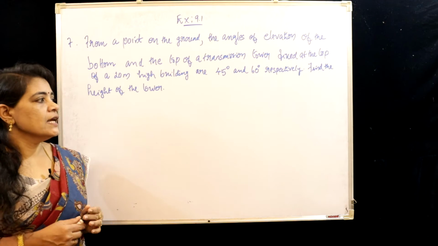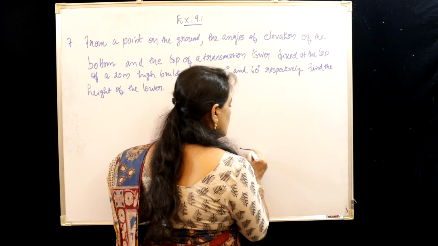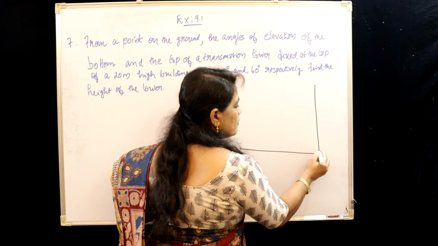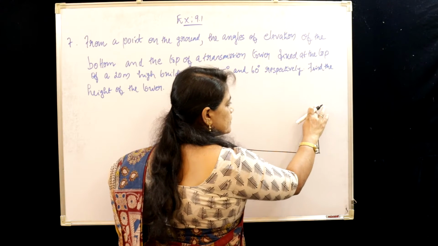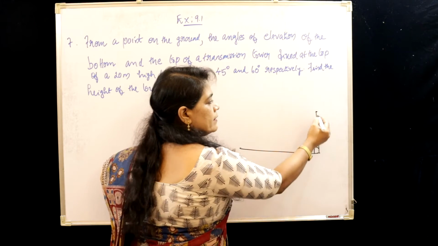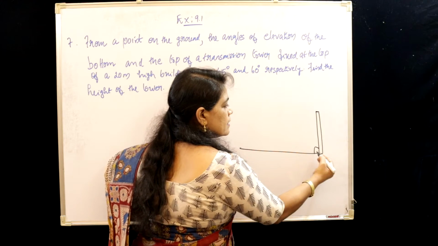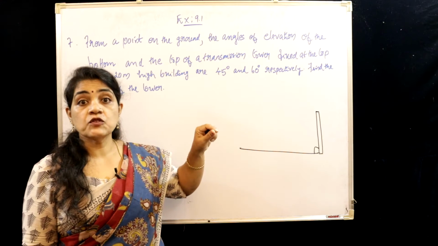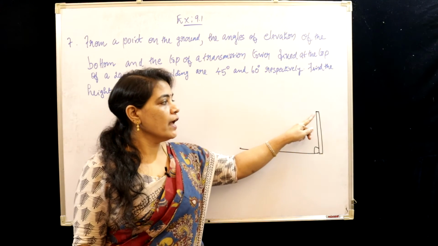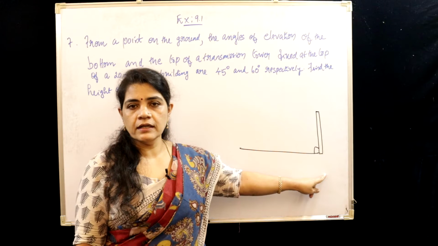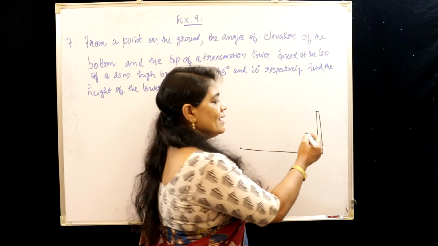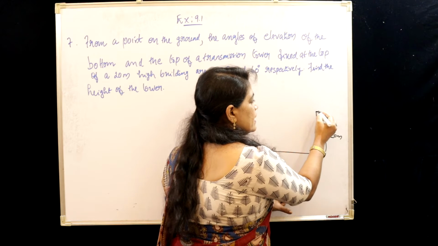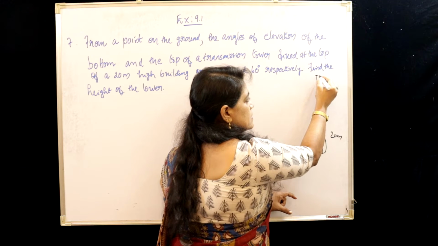Understood? That means here we have a building on the ground. So the building and this ground make 90°. Suppose this is the building, and according to the question, a transmission tower is fixed at the top of a 20-meter high building. That means the height of the building is given as 20 meters. And here a tower is placed. This is the tower.